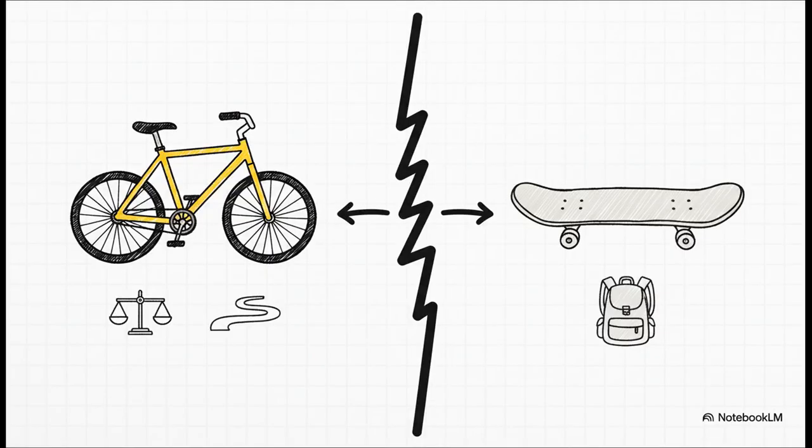And now for the differences. The text used words like however and on the other hand to signal a shift, to show us a contrast. It pointed out that bikes are easier to balance and better for longer rides, but skateboards are way more portable. You can literally fit one in a backpack. See how those little signal words perfectly set up the differences for us?